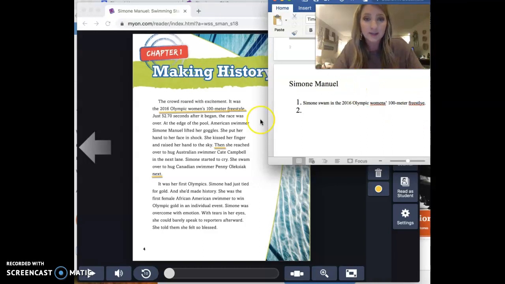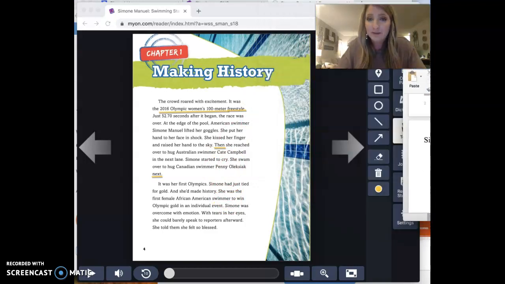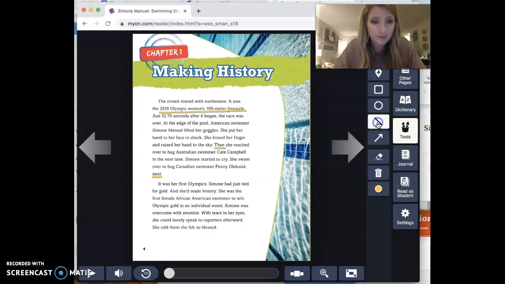Again, you do not need to write this. I'm going to read the next paragraph and see what else we can add to our graphic organizer showing events from the text in order. All right, so now it says it was her first Olympics. Simone had just tied for gold. All right, so now we know she did win this freestyle match.